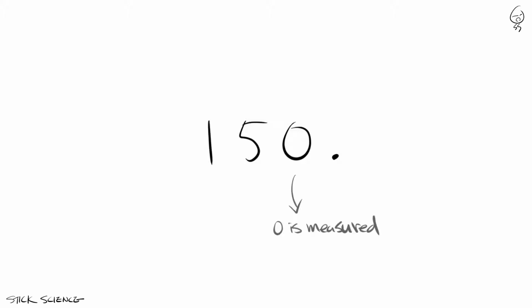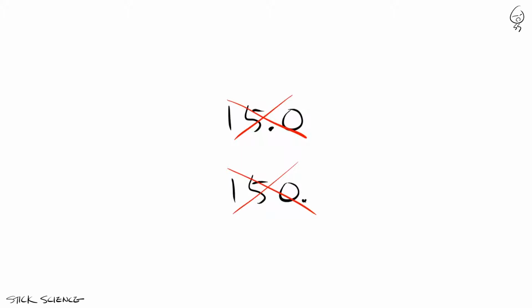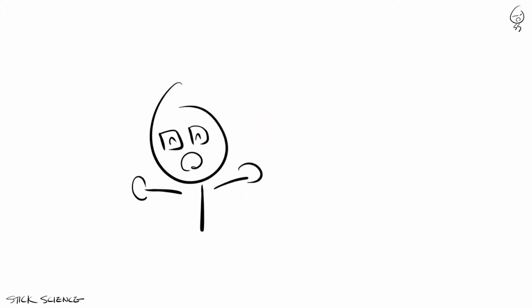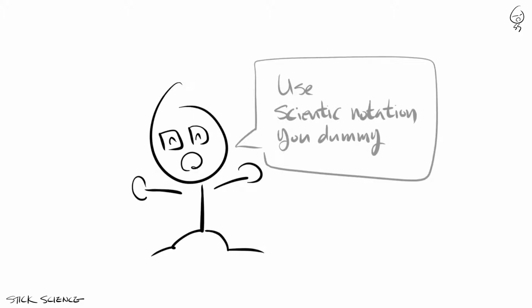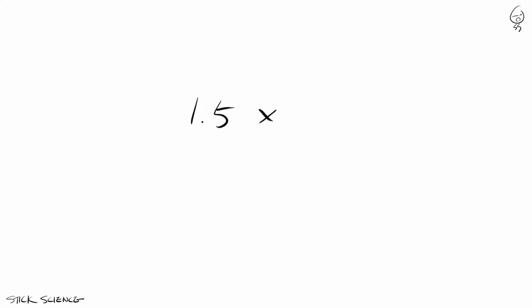But what about when we use the 10 meter stick? We can't put a period after the 5 since that would be a completely different number. And we can't put it after the 0 either, since people would mistakenly think the final 0 was measured when it wasn't. So in order to avoid confusion, you'll have to use scientific notation to express the measurement. In this case, it'll be 1.5 times 10 to the second power.